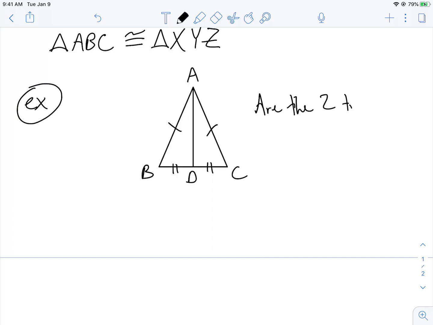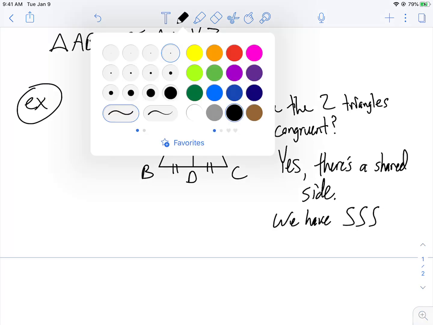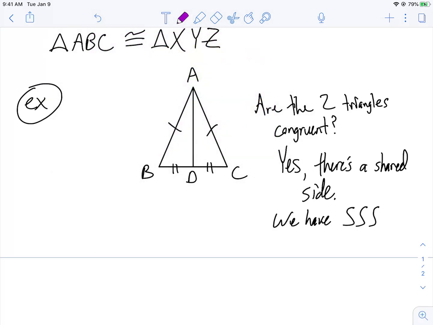Are the two triangles congruent? And the answer is going to be yes. And the reason why is there's a shared side. And we have side, side, side. So it is a little bit of a trick, yes. There's a piece of information here that's not given to us explicitly, but there is a shared side here.